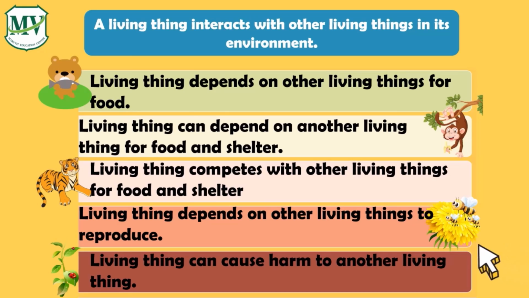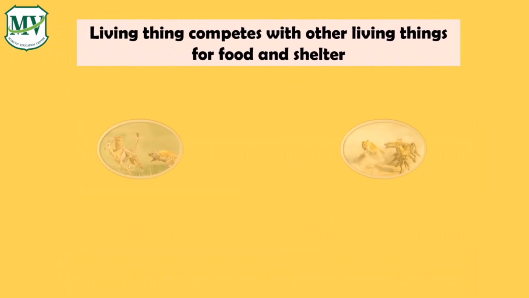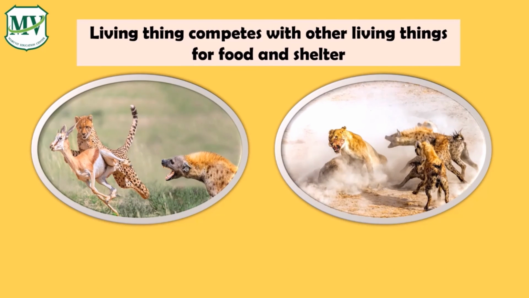Now for our third one. A living thing competes with other living things for food and shelter. For example, lions compete with other animals for food and space.